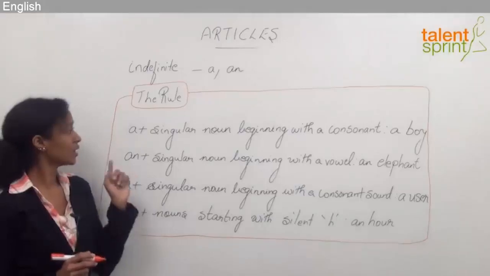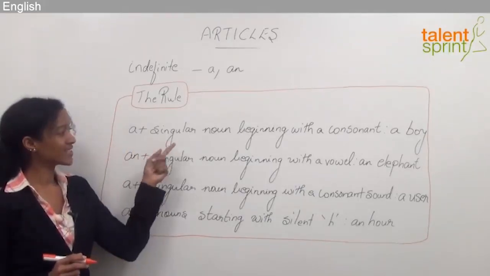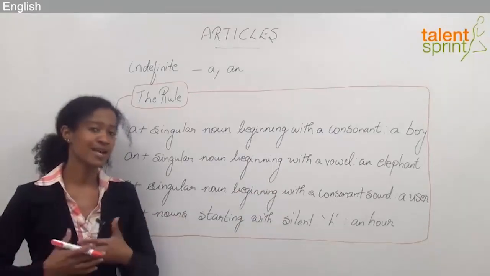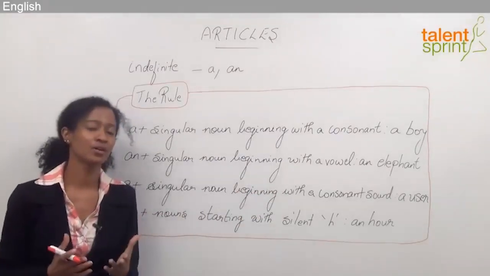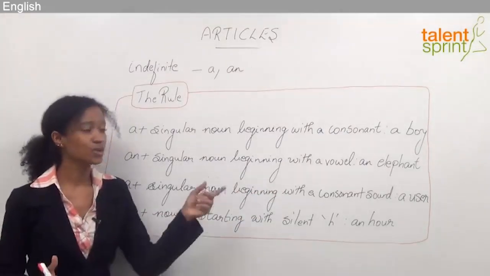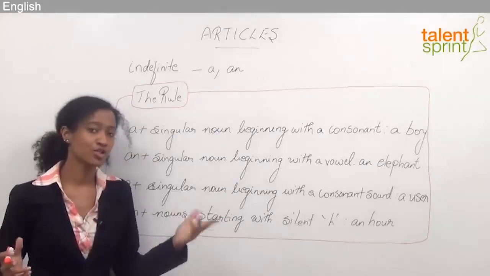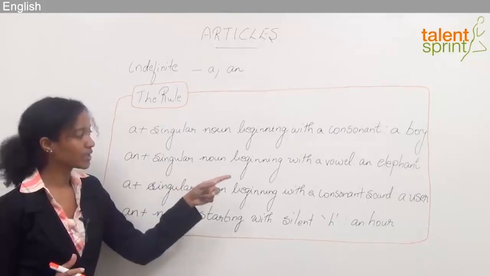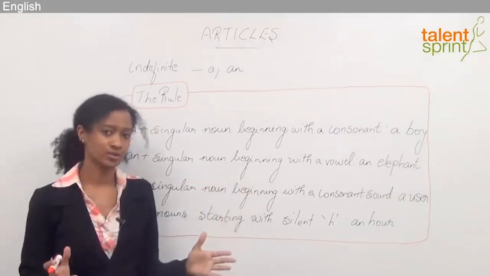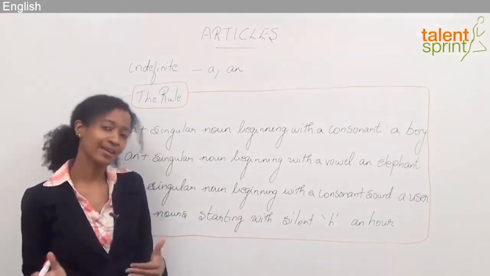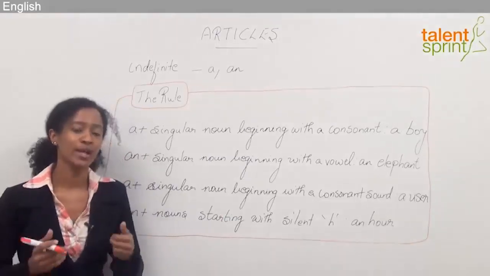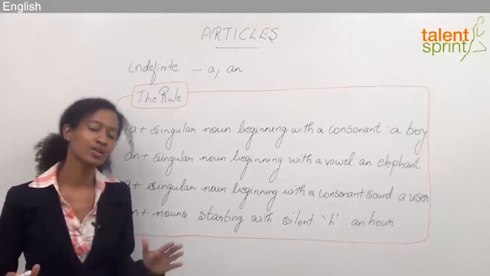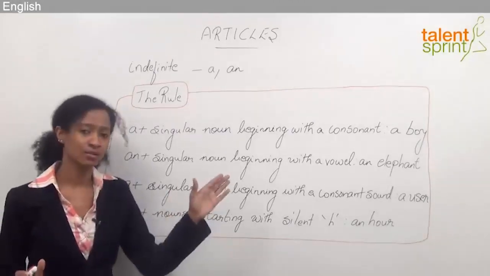Let's take a look at that. A plus singular noun beginning with a consonant. What are our consonants? Every other letter apart from the vowels, right? So a boy, a cat, a dog. An plus singular noun beginning with a vowel. An elephant, an egg, an apple. So any vowels A, E, I, O, U, I add an in front of it. All the other consonants, I add a.